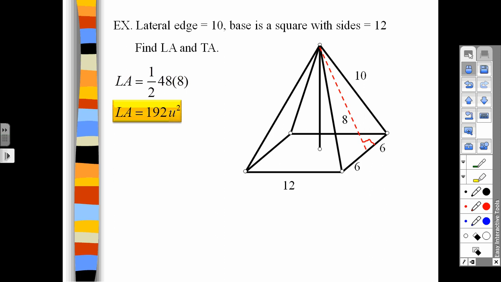Okay, and if you remember the total area of your pyramid, you're just going to take the lateral area, add on the area of the base, which is 144, and that gives us 336 square units.